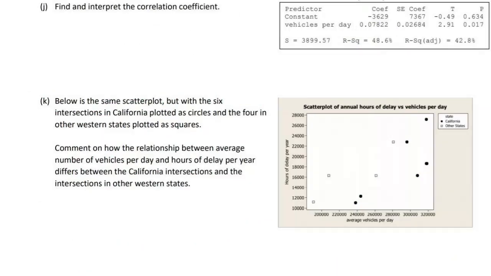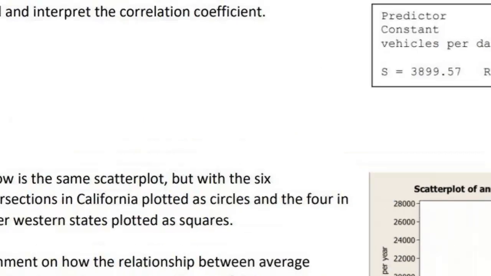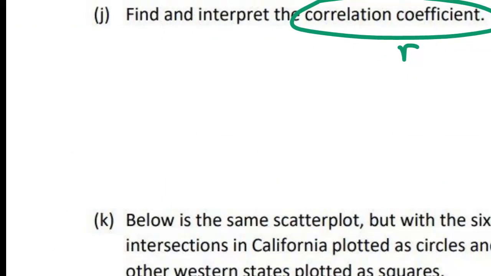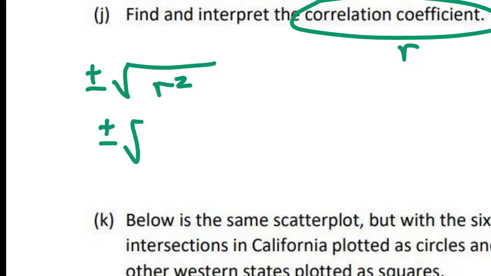All right, a couple more pieces. Does it end at K? Yes. Okay, thankfully. Find and interpret the correlation coefficient. What in the world is the correlation coefficient? It's R. Correlation coefficient is R. They gave us R squared, so how do we find R? Square root it. So it's going to be plus or minus 0.486. How do I decide whether it should be plus or minus?